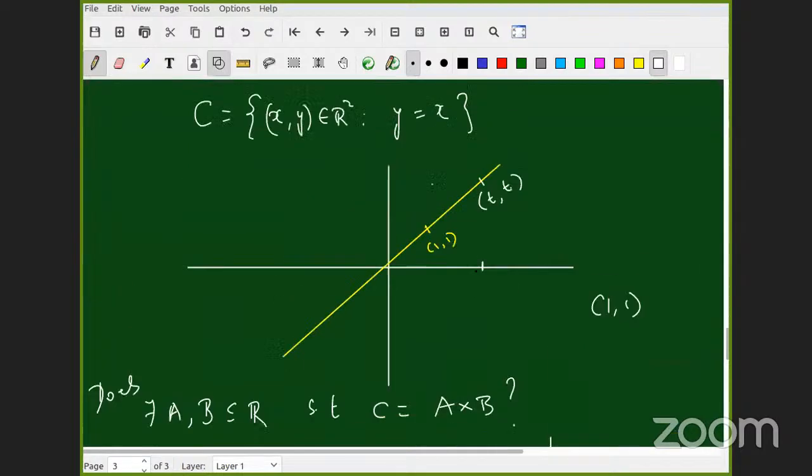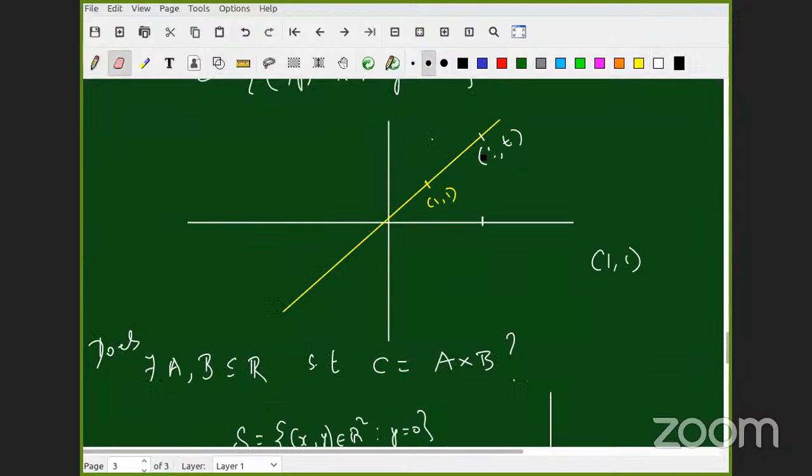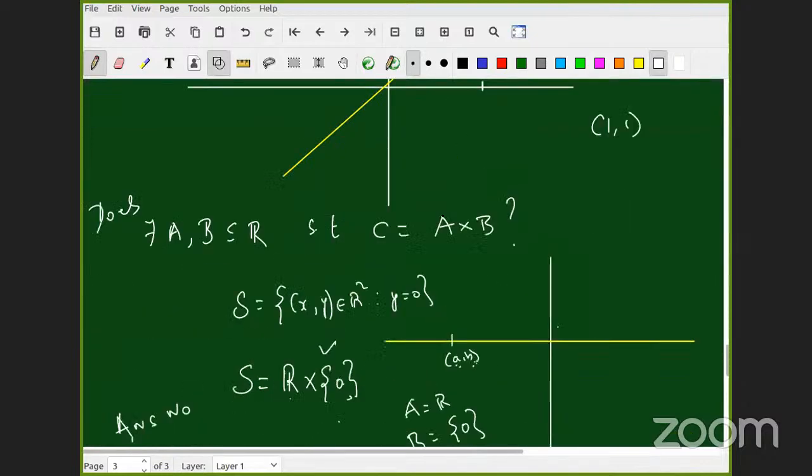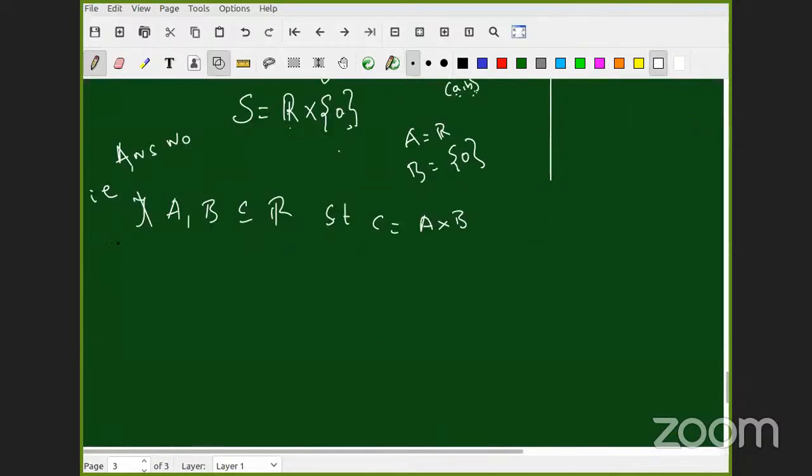Proof is easy. Give me just 2 points in this line. Already we have done the proof actually. Okay. Rahul, can you do that? Give me 2 points in this line. I have marked it as C, but anyway, give me 2 points in the C. How do I proceed? I am going to proceed by contradiction. Suppose there exist A comma B subsets of R such that C equal to A cross B. So now C is this line. The set C is the line y equal to x.